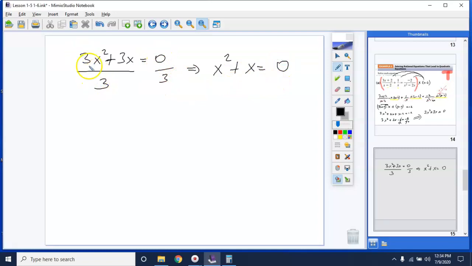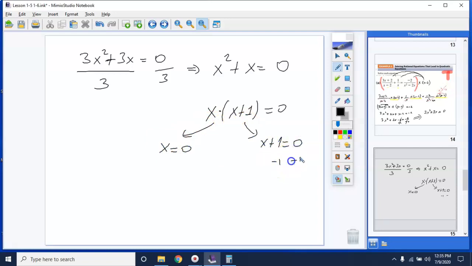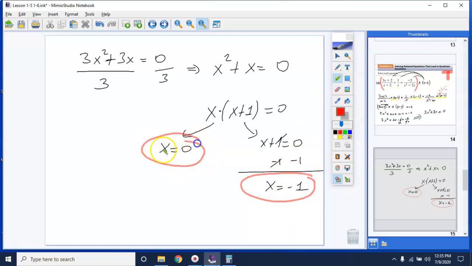If you divide these two, those 3's will cancel each other, and I get x squared. If I divide these two, they will cancel, and I got x there. At this point, I can do this: x times (x plus 1) equals 0. Now you multiply 2 things here, and you get 0. This one should be equal to 0, or this one should be equal to 0. Minus 1, x equals negative 1. So my answers are negative 1 and 0 over here.